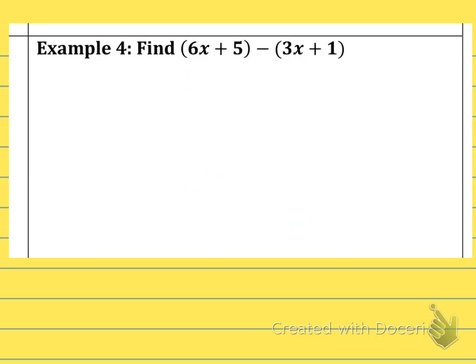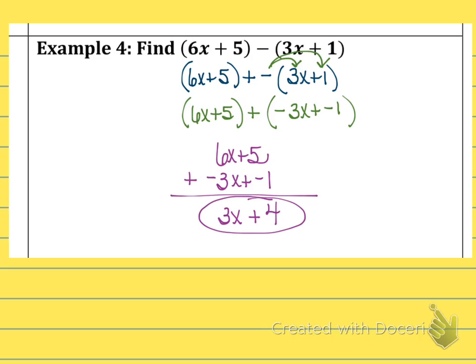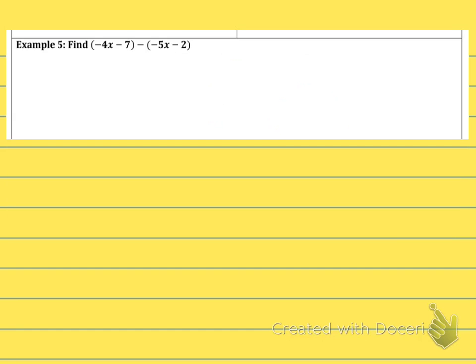Try example 4 on your own, and then we'll check our answer. The correct answer for example 4 should be 3x plus 4. And if you didn't get that originally on your own, make sure you go back and check your work. I've shown it in all those lines above. Now you're going to try to find negative 4x minus 7 minus the expression negative 5x minus 2. So try that one on your own, and then we'll come back and check our answers.